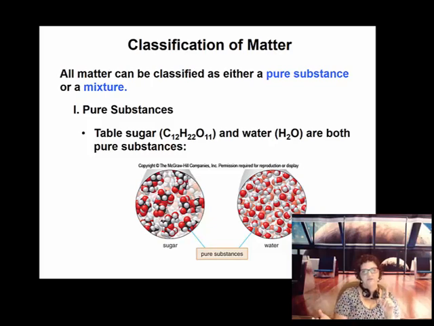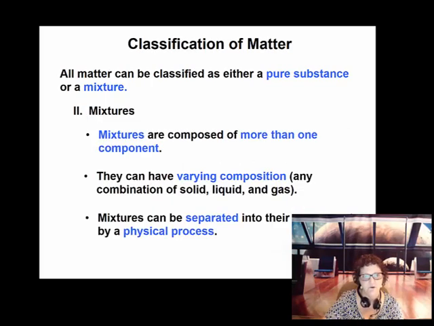Now, I probably misspoke when I said that because what I meant to say was table sugar and water are both pure substances. But when I mix them together, what will happen? Will it still be a pure substance or will it be a mixture? It'll be a mixture because now I've put two pure substances together, and so now I have more than one component. So my molecules are going to mix and make a mixture.